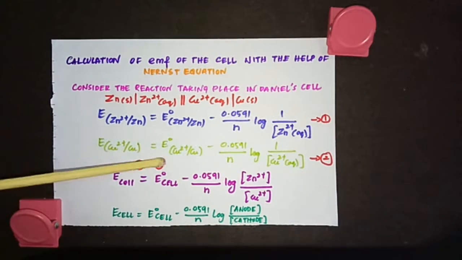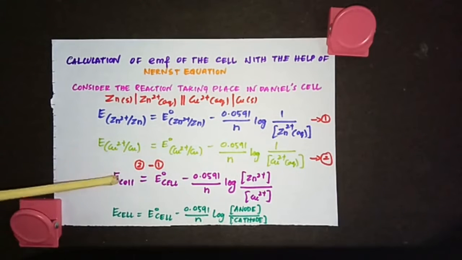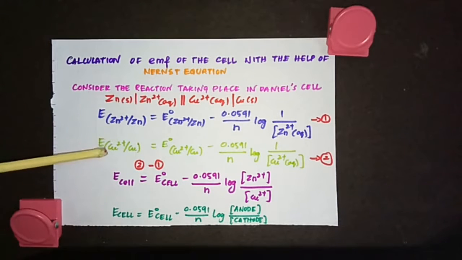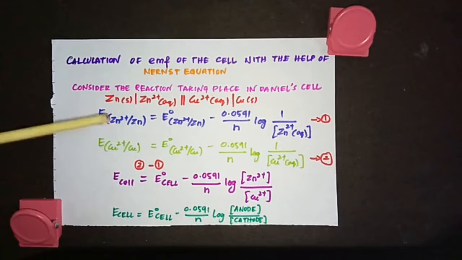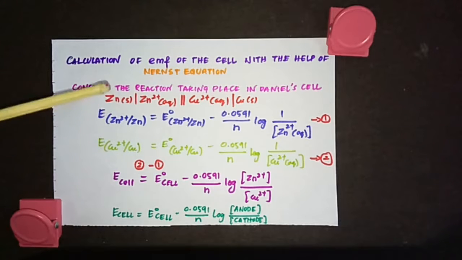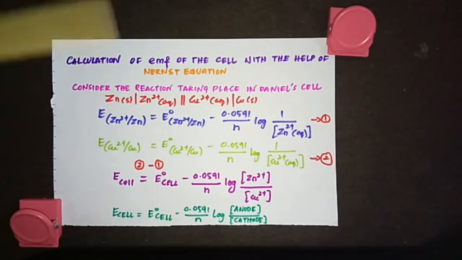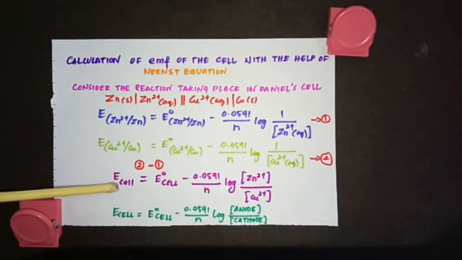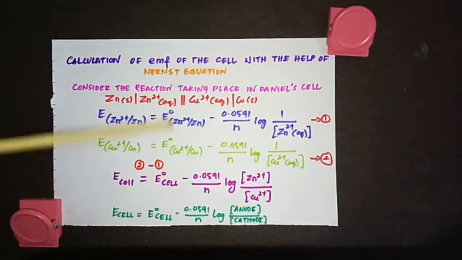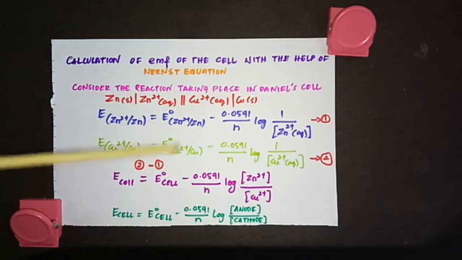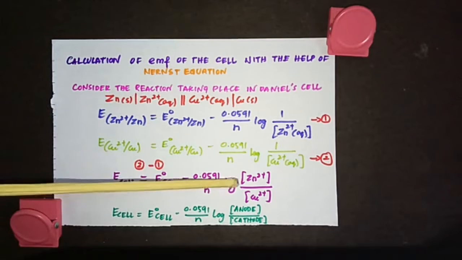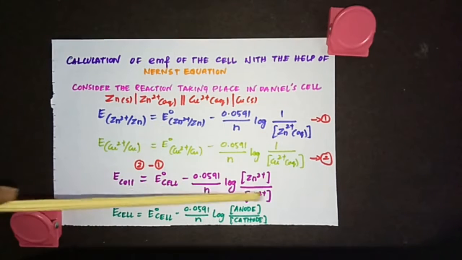So 2 minus 1 will give you E cell. See, this minus this, which means E cathode minus E anode. We know E naught cathode minus E naught anode will give you E naught cell, which is under standard condition. Same way, E cathode minus E anode under given concentration will also give you E cell. So E cell is equal to E naught cell. Again, what you are subtracting? E naught cathode minus E naught anode. E naught cell minus 0.0591 by n log Zn2+ by Cu2+.